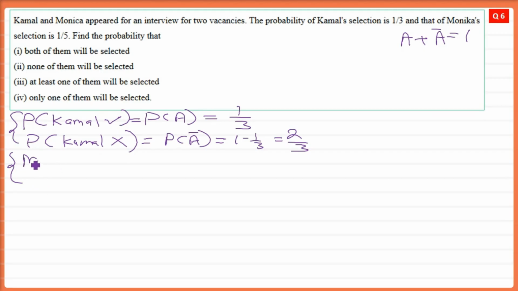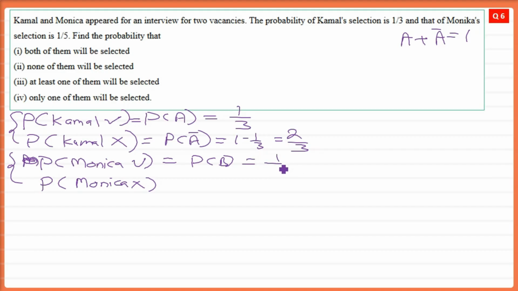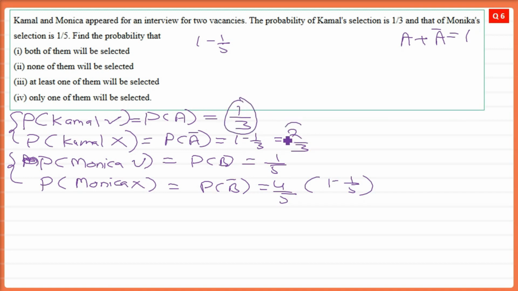The second case is the same for Monica also. Probability of Monica getting selected or Monica getting rejected. Call it B. 1 by 5 is given in the question, and non-selection of B is going to be what? 1 minus 1 by 5. So 4 by 5 it is. So there are 4 different probabilities which we have deduced from what is given and which we are going to use in computing the 1st, 2nd, 3rd and 4th parts here.